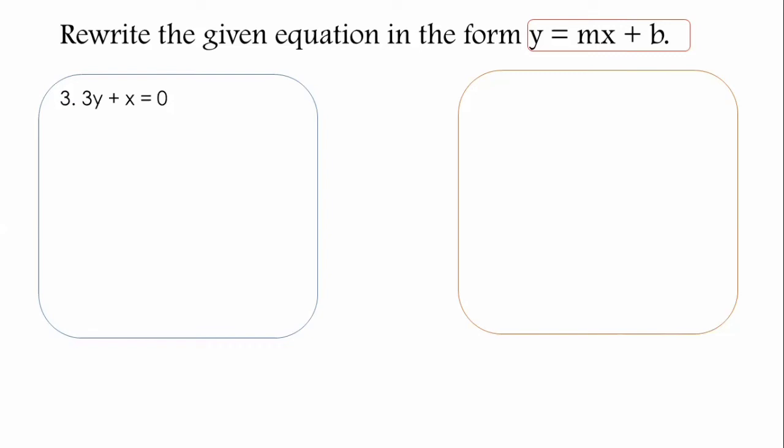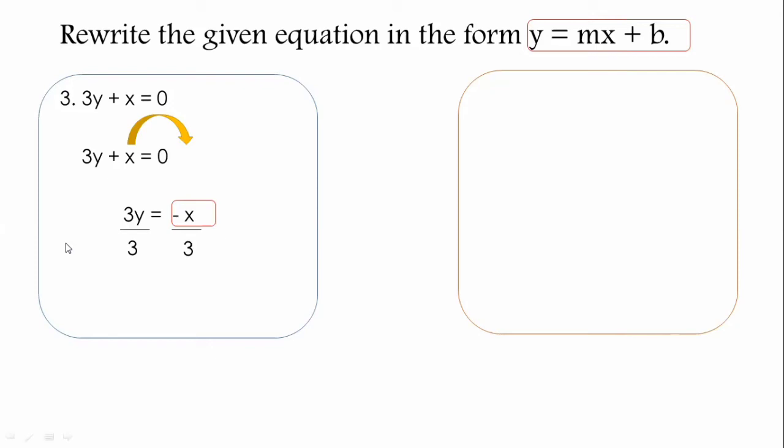Okay. So, first is, let us transpose x to the other side. Ayan siya. So, transpose natin siya. So, kaya siya naging negative x. From positive, naging siyang negative x. Okay, next. Kailangan walang kasama si y. Therefore, let us remove or eliminate yung 3. So, let us divide both sides by 3.